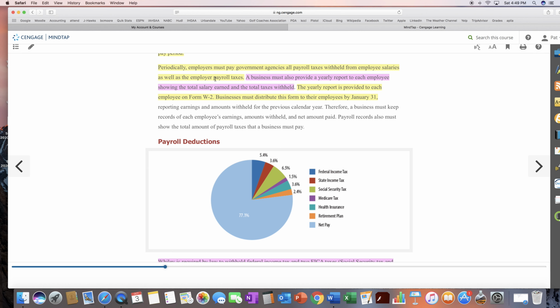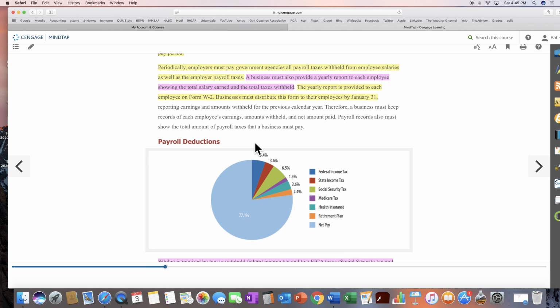Businesses need to provide yearly reports showing the total salaries earned and all the total taxes withheld. Basically, if you have a job, you'll get a W-2, and they have until the end of January after last year. So if you worked through December 31st, by January 31st you have to have this. Like our school, Urbandale High School, gives me this form, and they have to give it by May 31st. Usually they give it to you about halfway through.